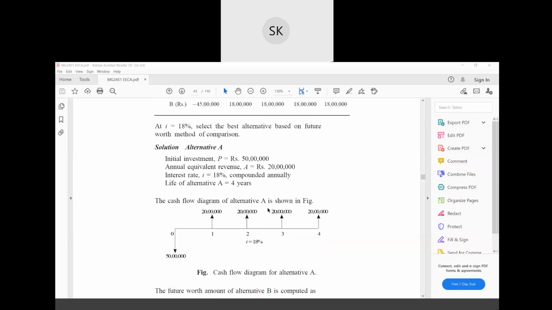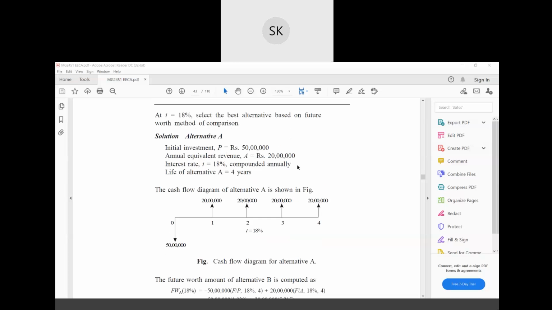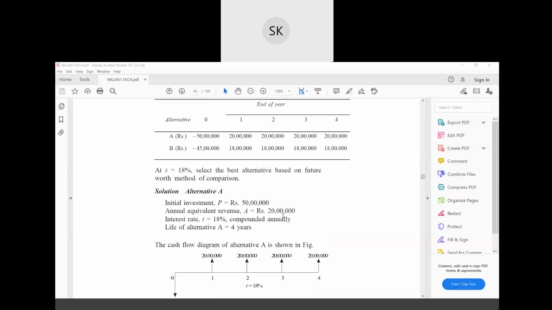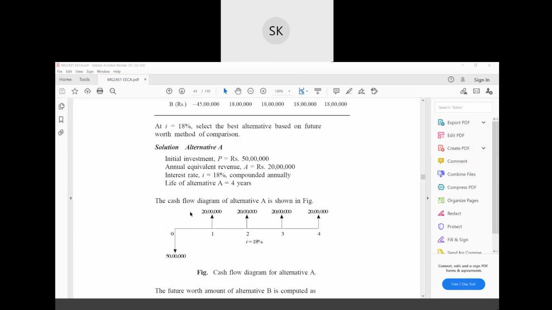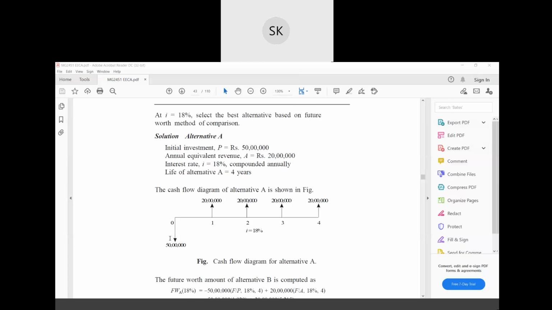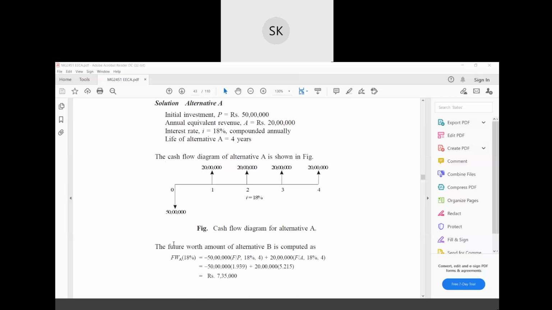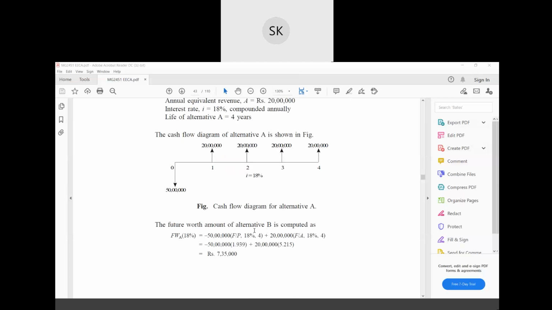Now let's start with alternative A. They have written all the givens. Initial investment was 50 lakh. The annual equivalent revenue: all the revenues are equal, so they have written annual equivalent revenue A, which is 20 lakh. Now i is 18% and the life of alternative A is 4 years. So this is the cash flow diagram, which is revenue dominated. Using the formula, they get the future worth of alternative A as 7,35,000.